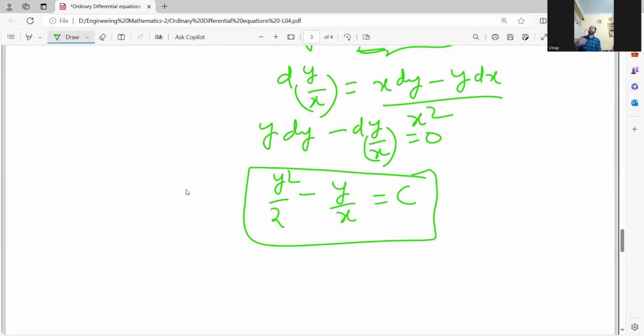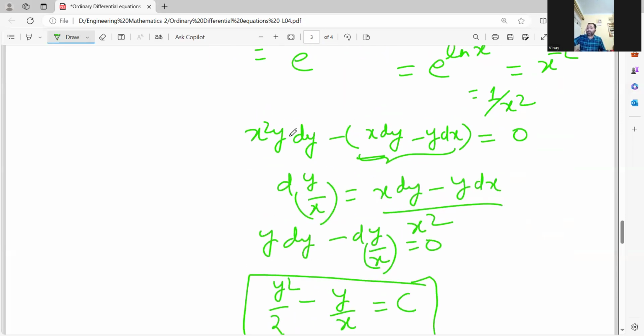So here I took the advantage of some experience, and this could be written in this form and you got the solution easily. If you don't know this, you can follow those steps I taught you in the last video for exact differential equation and do this question.